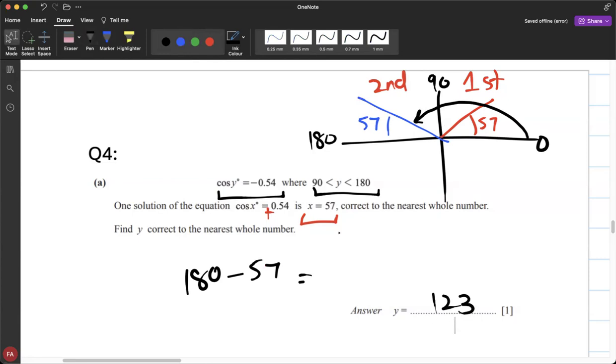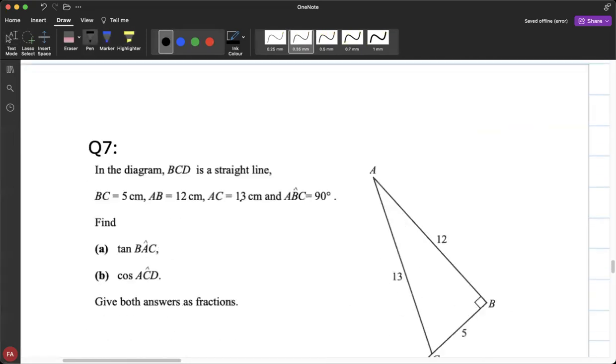If you don't believe my words, although this is a paper one question, that means a calculator isn't really allowed, I want you to plug in cos 123 in your calculator, and you will see that you do end up getting this y value that is exactly what they were asking. So I hope the concept is building brick by brick.